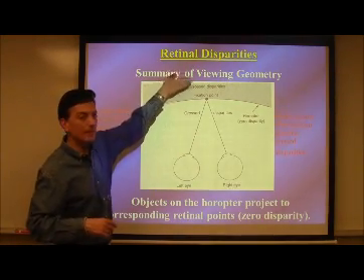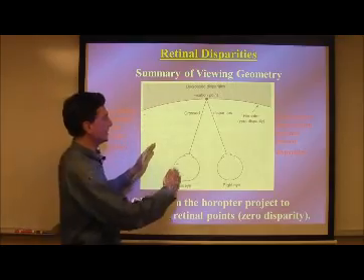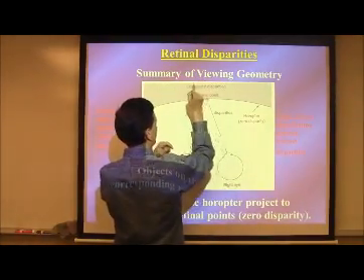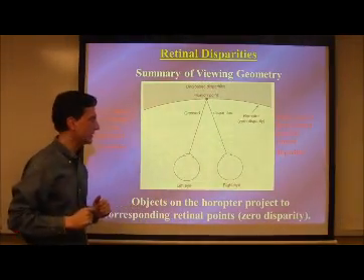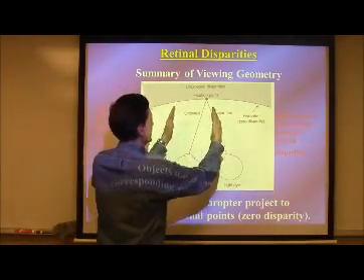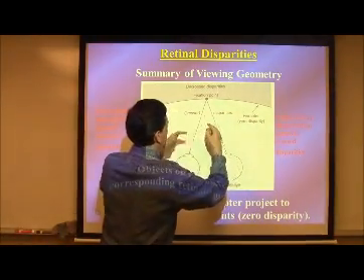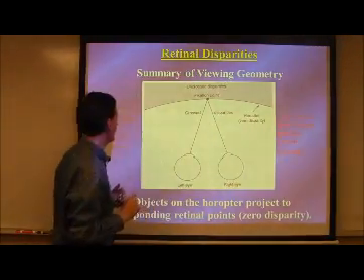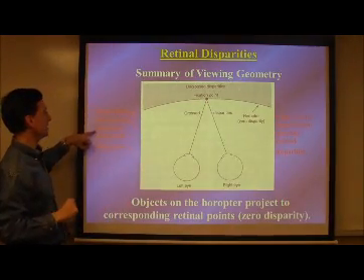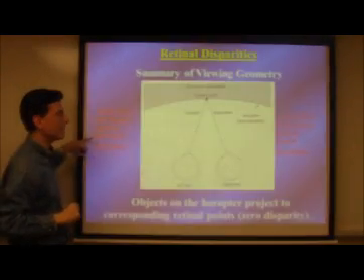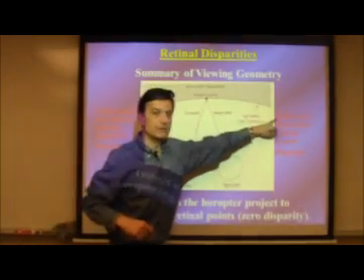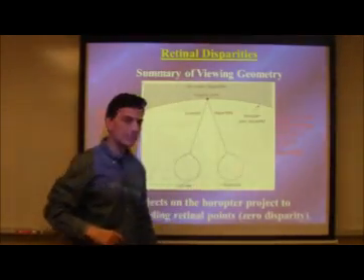Uncrossed disparities would be further away than our plane of fixation. I'd have to uncross my eyes to see further than my current fixation point. Crossed disparities require me to cross my eyes like this to get to some point over here. Points further than fixation generate, quote-unquote, uncrossed disparities. Points nearer than fixation generate crossed disparities.